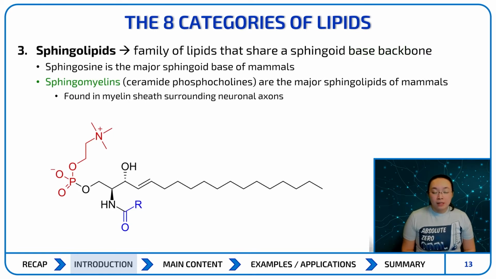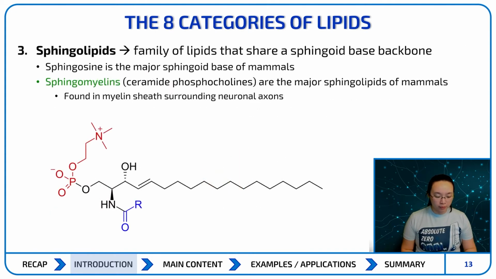The next category is sphingolipids. Sphingolipids are a family of lipids that share a sphingosine-based backbone. Sphingosine is the major sphingosine base of mammals. You don't have to know too much about this, but there is a very common sphingolipid called sphingomyelin. Its official name is ceramide phosphocholine, and it is a major sphingolipid of mammals. It is actually found in the myelin sheath surrounding the axons in your neurons, and the structure looks like this.